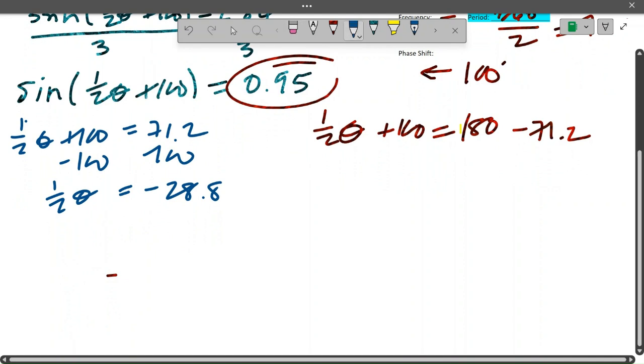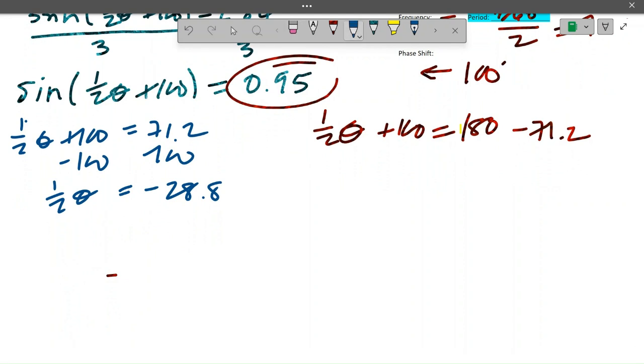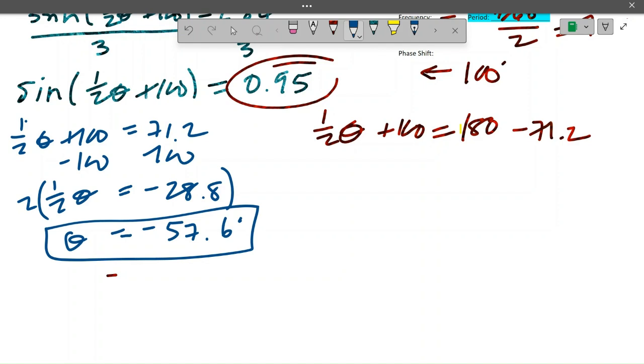Okay, all right, and now I am going to get theta by itself. I'm choosing to multiply by 2 to get rid of my fraction. You, of course, could divide by half. Personal preference here. When I do that, I get negative 57.6 degrees. And that solution is a very valid solution, but it is not in our domain, so it's not one of our answers. So it is a solution on this graph, but we're just going to say it's not a solution for us.